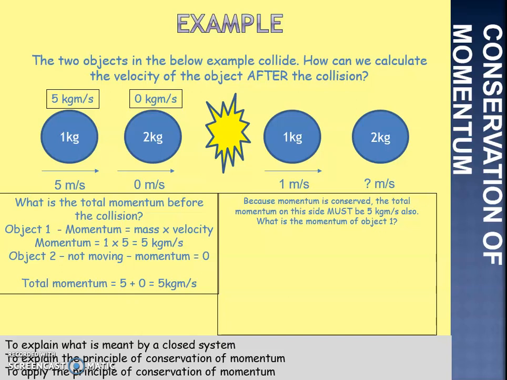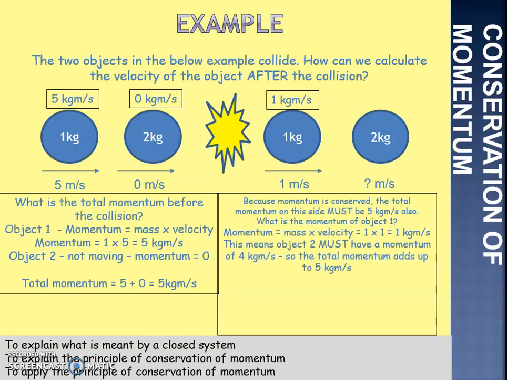So what's the momentum of object 1? We know its mass and we know its velocity. Let's work that out. 1 times 1 gives us 1 kilogram meter per second. This means object 2 must have a momentum of 4. Because object 1 only has a momentum of 1, and we know the total momentum has to be 5, because it has to be equal before and after a collision, it has to be the same. In order to make it up to 5, the momentum of the 2 kilogram weight must be 4.